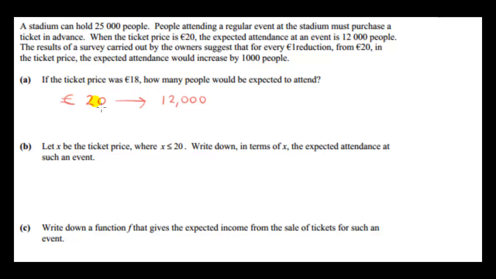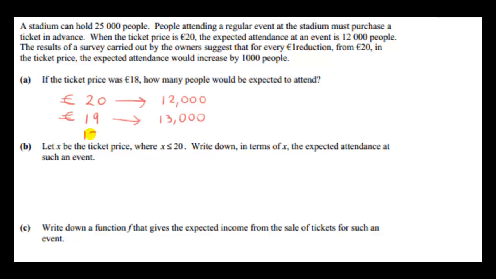Okay, so here's the situation for a ticket that costs €20. The expected attendance is 12,000 people. So let's reduce this ticket price by €1 to €19. And the survey suggests that if we do that, the expected attendance would increase by 1,000 people. So now the attendance is 12,000 plus 1,000, which is 13,000. So if the price goes down, the attendance goes up, which is fairly intuitive.